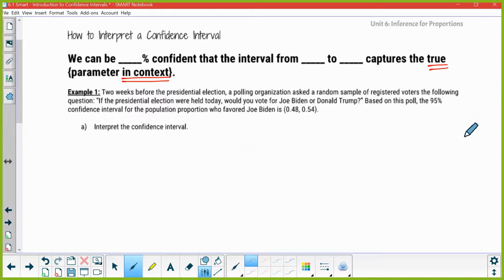It's not a numerical quantitative question where people are reporting a time or a grade or a height or a length or anything like that. It's just, who would you vote for? Category A, category B. It's a categorical question. So we're going to interpret the confidence interval based on this model.